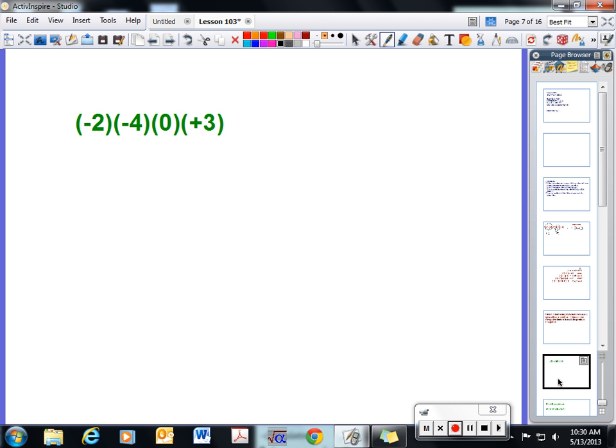So let's take a look at this one. What do you think our answer would be? Well, we do have two negatives, which would make our answer positive. However, there's one little trick thrown in here, and that is the 0. If you multiply anything times 0, what's going to be your answer? Well, it's going to be 0. And of course, there isn't a positive or negative 0, so it's simply 0.